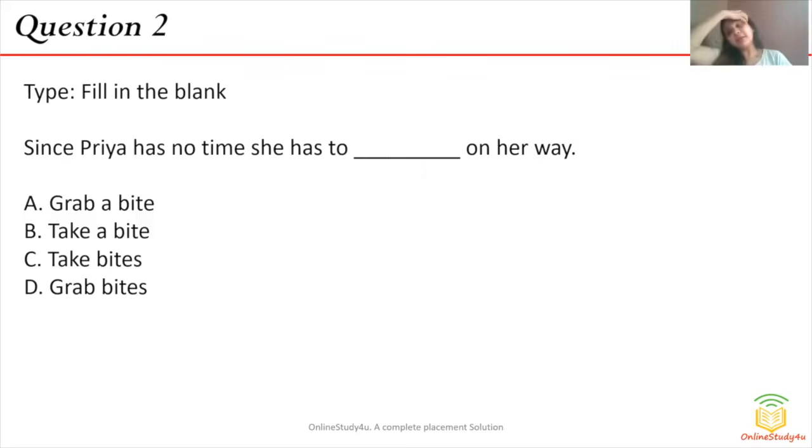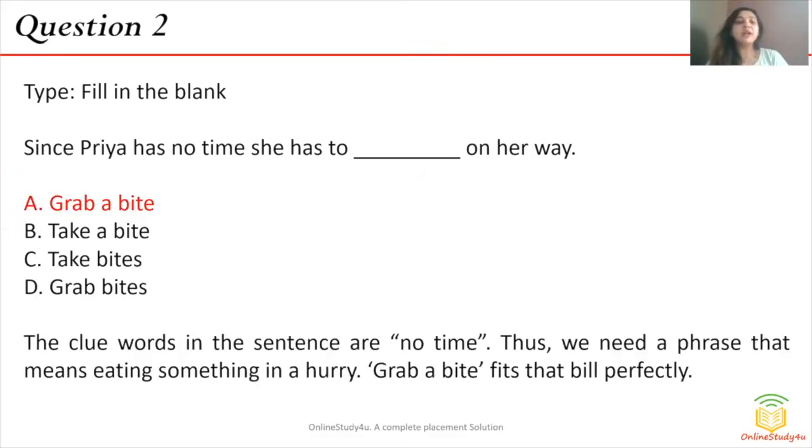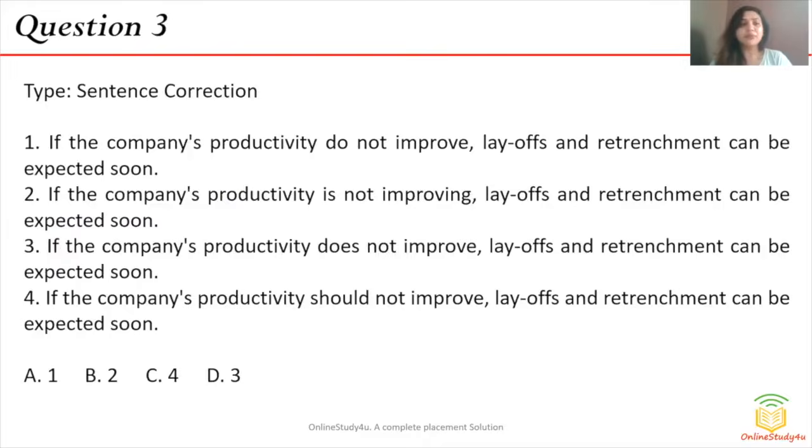Take a bite or take bites is anyway out of context. We do not say take a bite, we always say grab. But is it grab a bite or grab bites? Colloquially speaking, whenever we have a question such as this, it is always grab a bite. This has nothing to do with somebody just nibbling a bite; of course, they can eat the entire sandwich also. But we say colloquially, grab a bite. So definitely our correct answer is A. The clue words in the sentence are, of course, no time. They indicate that we need a phrase which means eating something in a hurry, and grab a bite is that phrase which fits our bill perfectly.